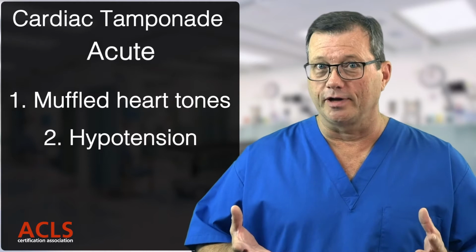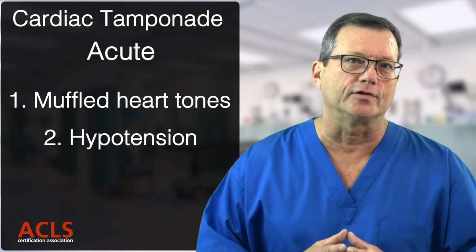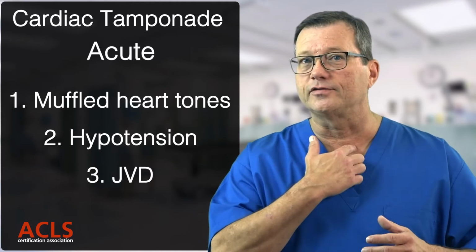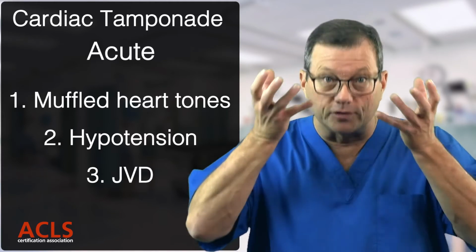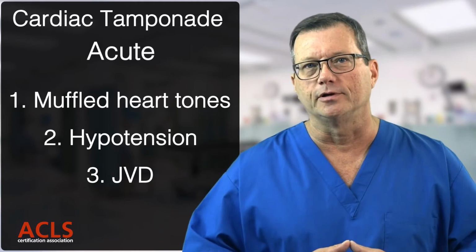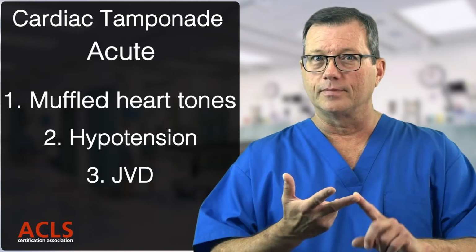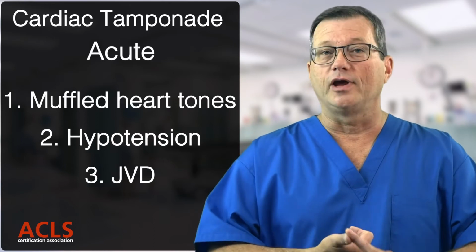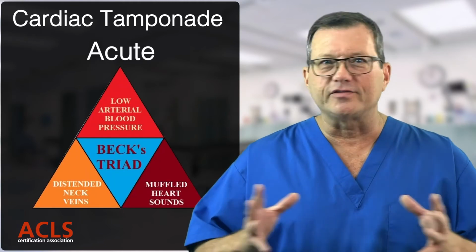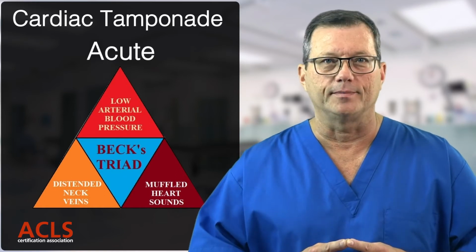Next, hypotension. Yeah, the pressure is going to drop. Why? Because the blood can't get back into the heart. And then lastly is JVD, jugular vein distension. Again, it's because the blood cannot load into the heart, so it backs up into the venous system a little bit. Those three symptoms, muffled heart tones, hypotension, and JVD, make up Beck's Triad. And that's an easy way to remember the symptoms of a cardiac tamponade, Beck's Triad.